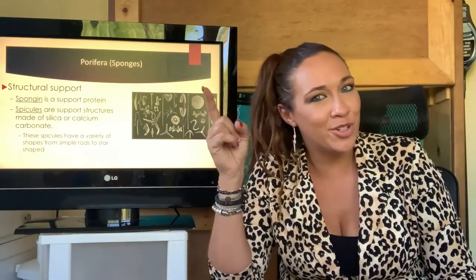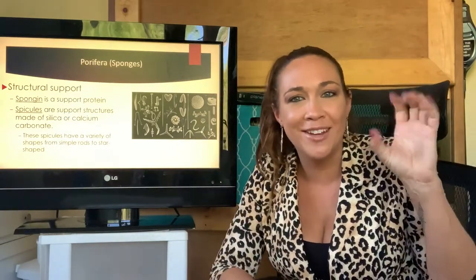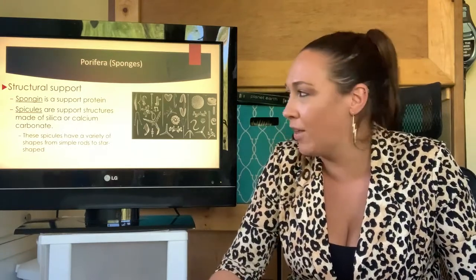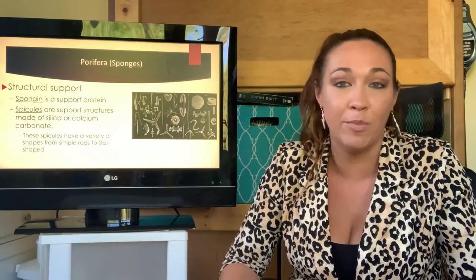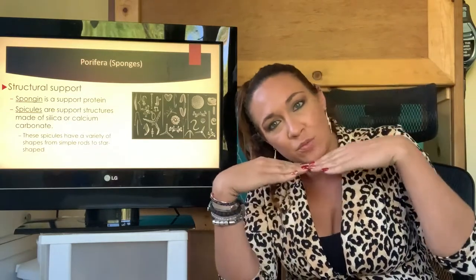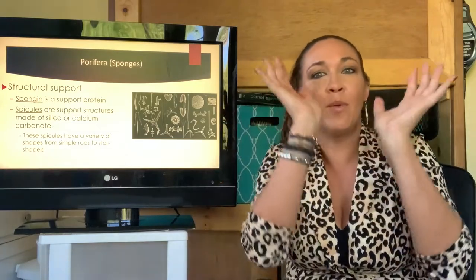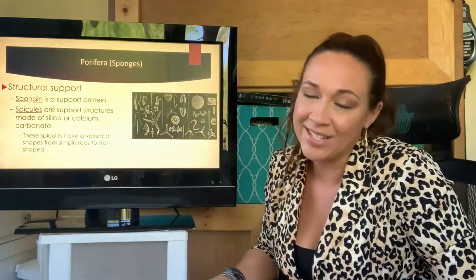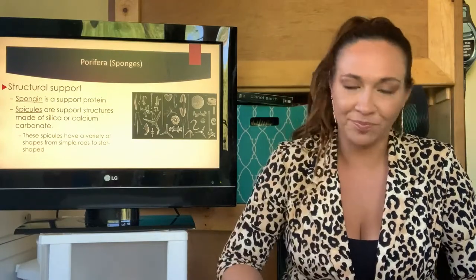Spongin, shouldn't shock you, spongin is kind of squishy, and that's again used for support. So it's kind of like a support protein that is made by the sponge to give it that nice girth and support. Otherwise they'd be just really, really flat sponges. And so they want to build up so they can get more water access, because that's how they feed. So that's what they want.